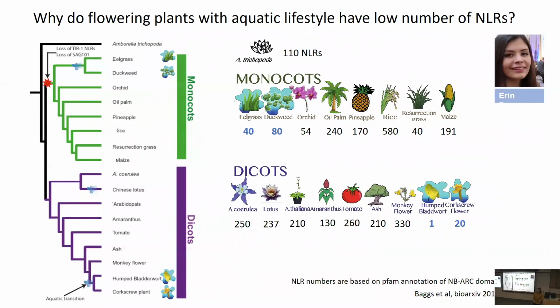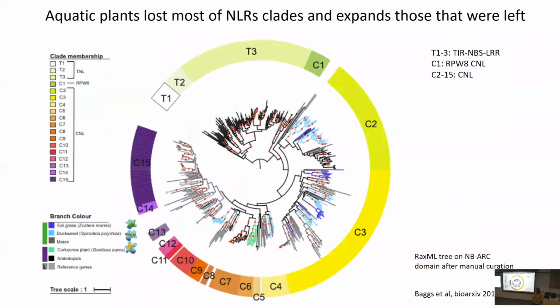And the question was, well, what type of NLRs did they lose? Did they lose all of them? They've retained some, you know, what's going on? So she did a tree. So this is a tree based on that common central NB-ARC domain, and included some reference species together with the aquatic species. And what we could quickly see is that those aquatic species lost most of their NLR clades and retained only a few, not the same ones in each aquatic species. And then there was an expansion, so those aquatics in blue, of those clades.